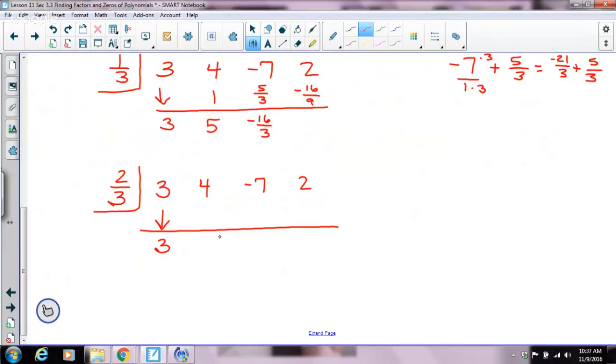All right, 3 times 2/3. 2. 4 plus 2? 6. So 6 times 2/3. Yeah, this reduces, doesn't it? 2 times 2 is 4. Y'all need to work some fraction magic. All right, negative 7 plus 4? Negative 3. And what do we say? Negative 3 times 2/3? Negative 2.